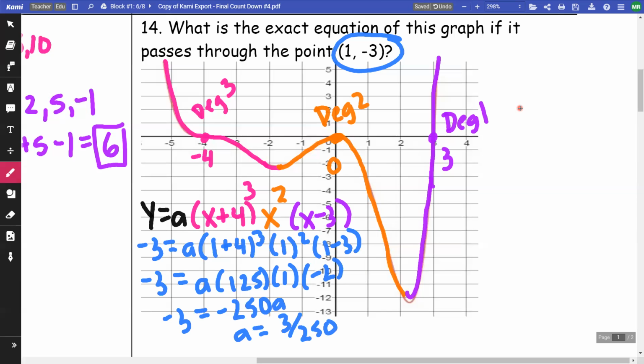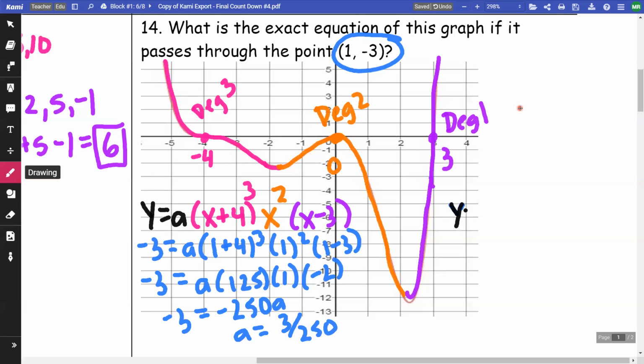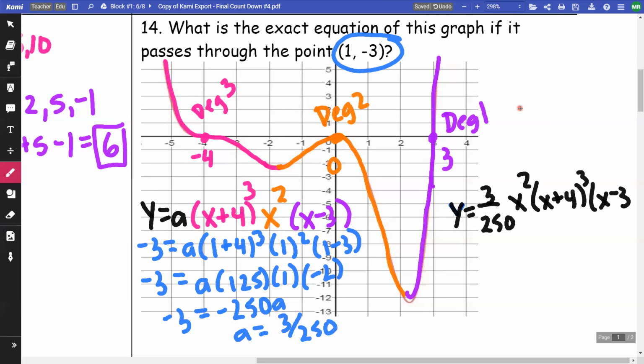Okay, so now my final equation, I'll write it in black, is going to be y equal 3 over 250. And I like to put the x squared first. x plus 4 cubed times x minus 3. And that is our equation.